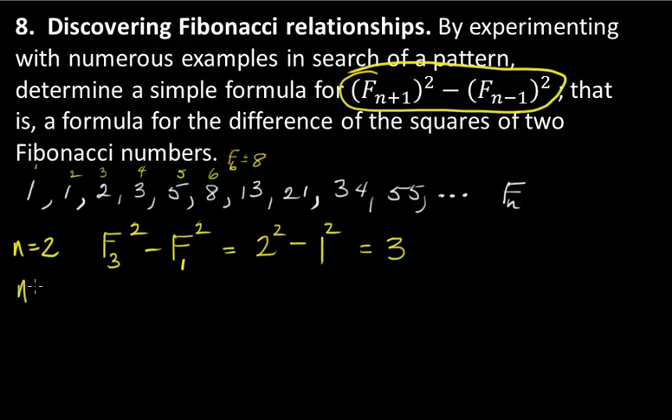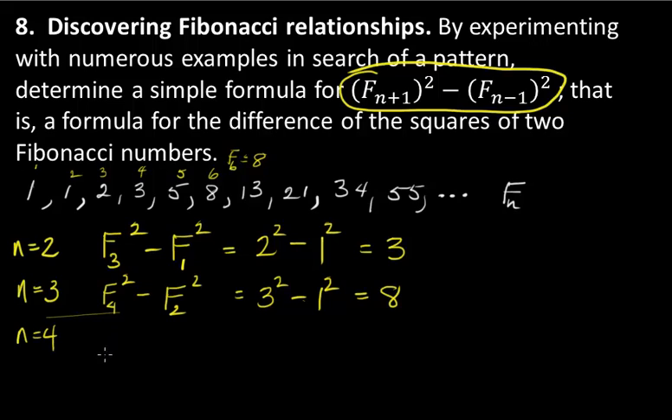Now just keep going. We're looking for a pattern. You need to do at least 4 or 5 of these. If n is 3, then that formula gives f4 squared minus f2 squared. And f4 is 3. 3 squared minus f2, the second Fibonacci, is 1. Square it, and we have 9 minus 1, or 8. If n is equal to 4, we're not ready to find a pattern yet.